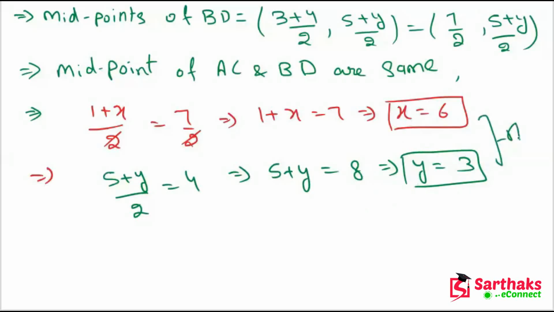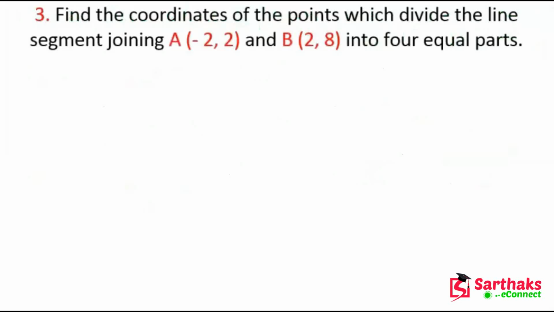So these are the answers. Now, my dear friends, the next question, question number 3, is: find the coordinates of the points which divide the line segment AB, where A is minus 2 comma 2 and B is 2 comma 8, into 4 equal parts. My dear friends, I hope you understand these things.